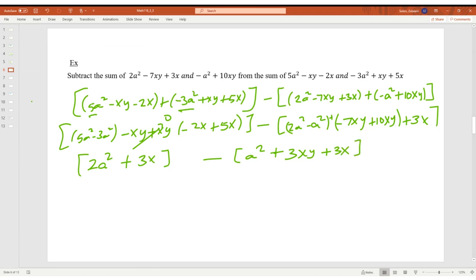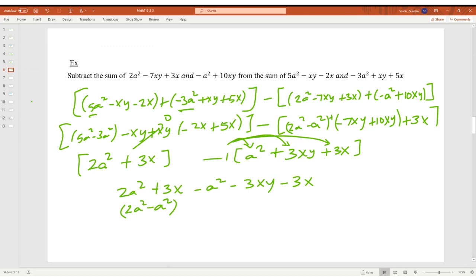Okay, now to get rid of this parenthesis, I have to multiply by negative, technically negative 1. Just distribute the negative. So I have 2a squared plus 3x, negative a squared, negative 3xy, and negative 3x. Okay. Now combine like terms again. So if you see here, we have 2a squared minus a squared. So those are like terms, 3x minus 3x. Those are again like terms, so they will cancel out and become 0, and minus 3xy. So finally, 2a squared minus 1a squared is just a squared minus 3xy will be the correct answer.